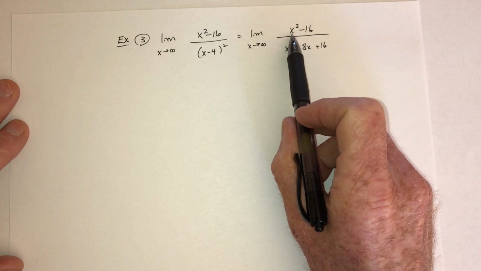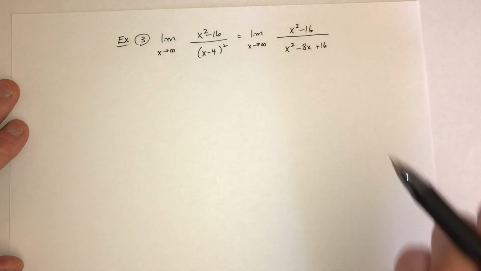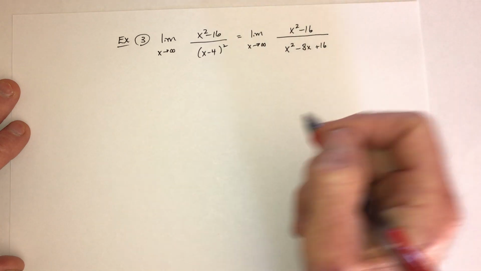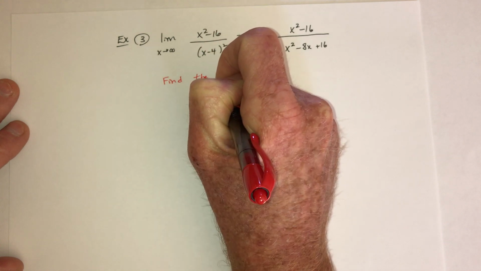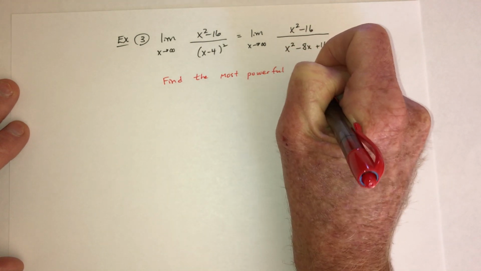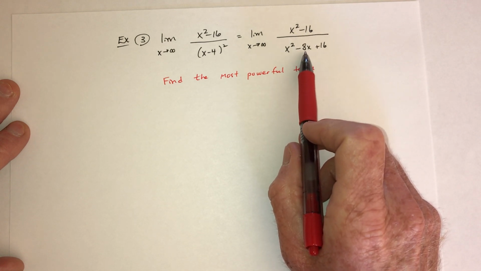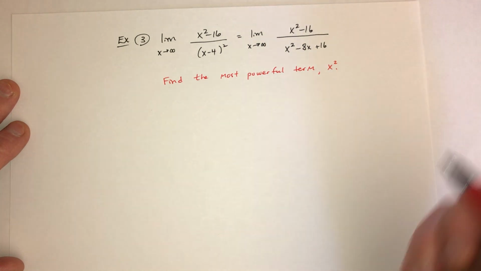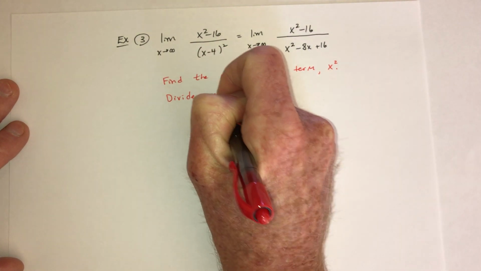The same thing happens with this 8x and this 16. So really all that matters is the x squared on top and the x squared on bottom. And x squared divided by x squared equals 1. Now that's not the way to prove it, but that's a start. So what you do is you find the most powerful term. So 16 is not that powerful. An 8x is not that powerful. X squared, that's the most powerful term. So in this one, the most powerful term is x squared. Then divide every term by that x squared.